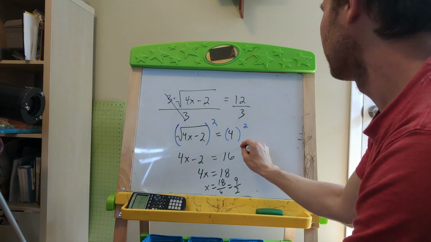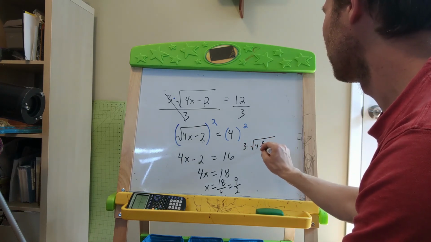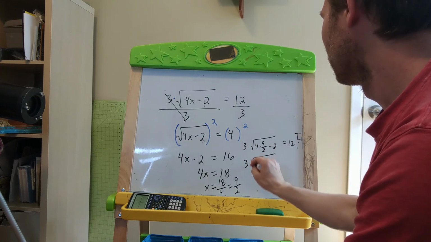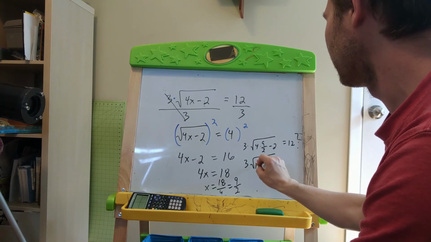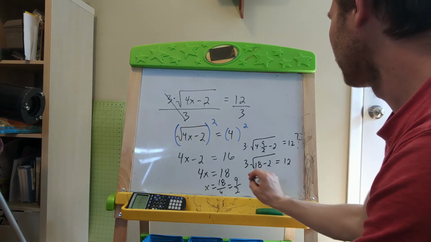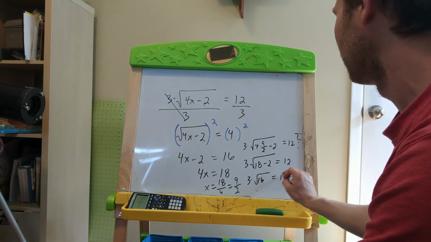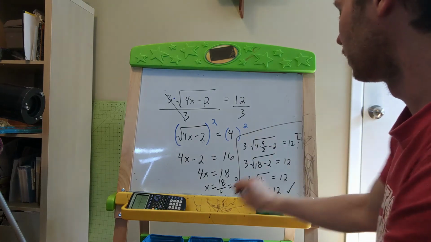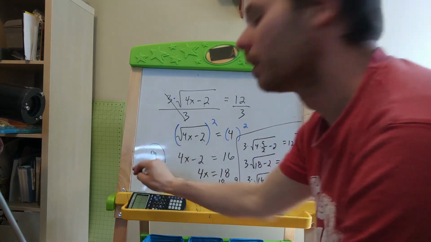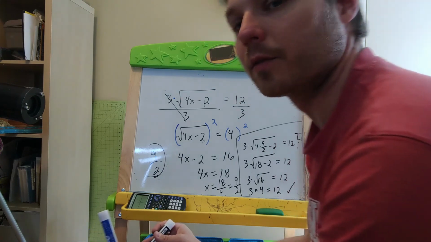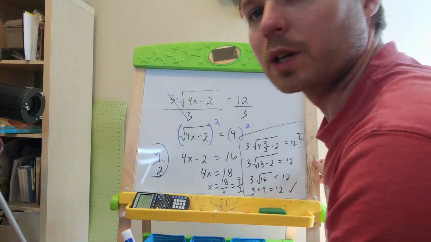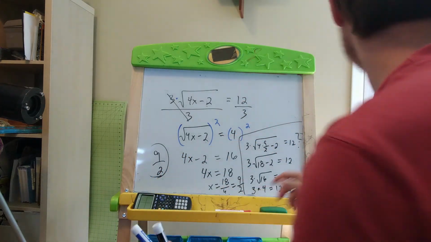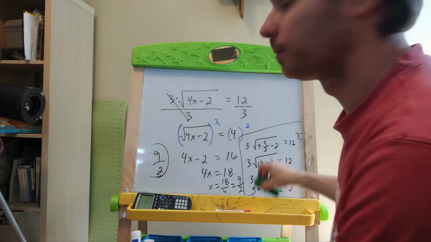So again, let's go over here and check it. 3 times the square root of 4 times 9 over 2 minus 2, is that equal to 12? So 4 times 9 over 2 is 18, and then subtract 2, that's equal to 16. So 3 times the square root of 16, is that equal to 12? 3 times 4 is equal to 12. Yeah, that's good. So this is a good answer right here, 9 over 2. But again, we have to check it just to make sure that we don't have some kind of extraneous solution. All right, let me do maybe one more of the square roots, and then I'll show you 1 or 2 of the different roots.